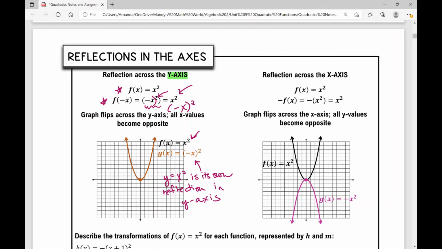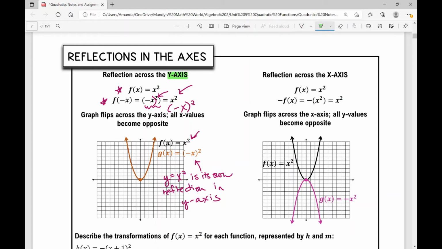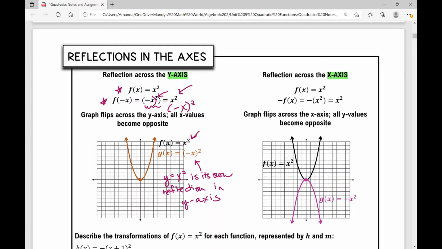Let's move on to reflection across the x-axis. When I have a reflection, and I'm going to highlight this, across the x-axis, that's going to be opposite y, right? I'm flipping it down, okay? So here's my parent function, f of x equals x squared. Reflection across the x-axis, that's opposite y. So my negative sign goes out in front of that, negative f of x, and that's just how I denote it, equals, and that looks like this.